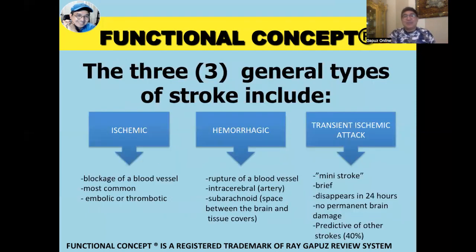Okay, so there are 3 general types of stroke. Okay, and it includes the following. First, ischemic. This is what I'm talking about. It's due to the blockage of a blood vessel. It's the most common one. Actually, 87% of stroke cases could be attributed to ischemic stroke, and it could be embolic or thrombotic.